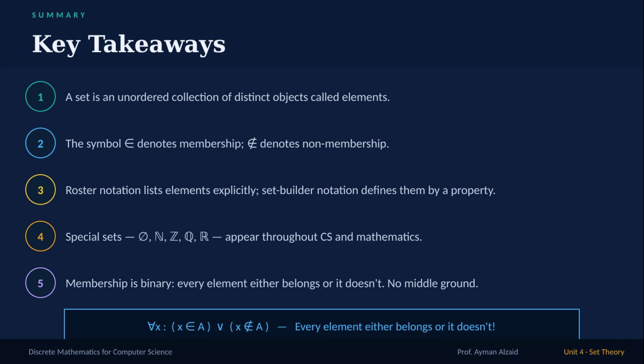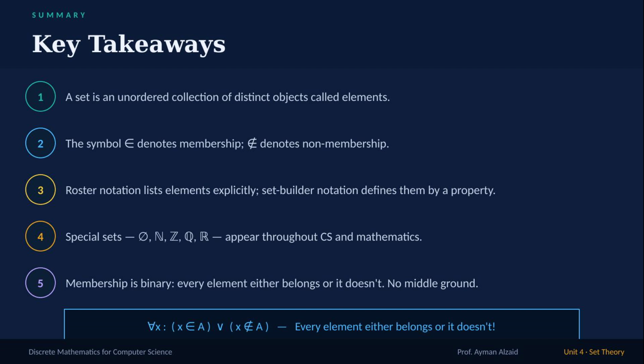Let's summarize the 5 key takeaways from this lecture. 1. A set is an unordered collection of distinct objects. Order does not matter and duplicates are ignored. 2. The membership symbol expresses membership, and the non-membership symbol expresses non-membership. 3. Roster notation lists elements explicitly. Set builder notation defines them by a shared property. Know both, and use them appropriately.